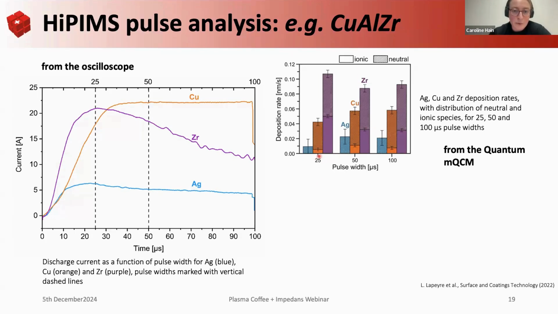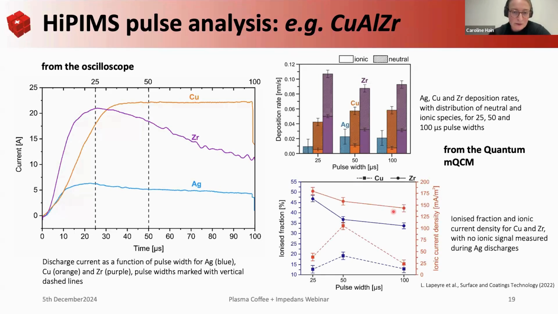So for instance, for copper, we have an increase in the number of produced ions versus atoms or neutral species, whereas for zirconium, it decreases. If we look here, indeed, with increasing duration of the pulse, the ionized fraction decreases for zirconium. For copper, it first increases quite significantly from 25 to 50 microseconds, and then decreases once more when we increase the duration of the pulse.